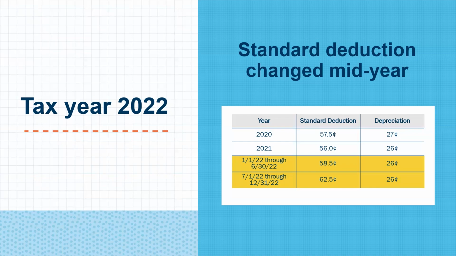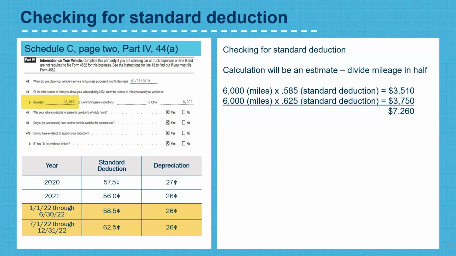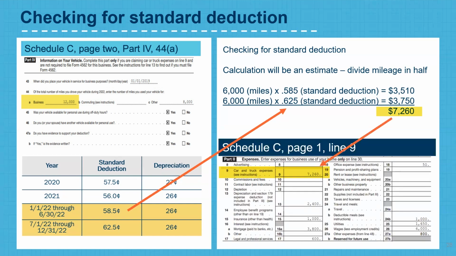Or you could calculate an estimated figure as follows. In our example, we split the 12,000 miles and used 6,000 for each portion of the year, multiplying half at a rate of 0.585 and the other half at a rate of 0.625, which added up to 7,260. And indeed, this is what was reflected on line number 9. However, this will not be an exact calculation for tax year 2022.